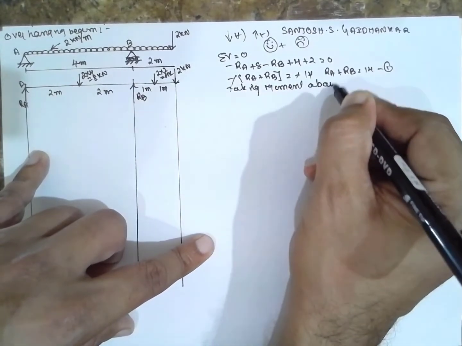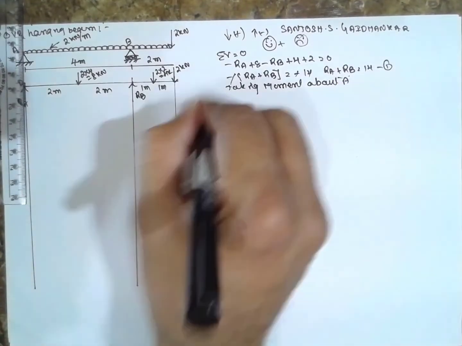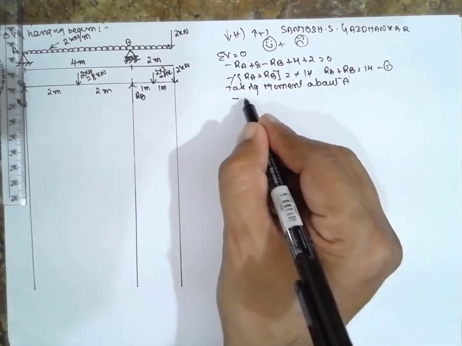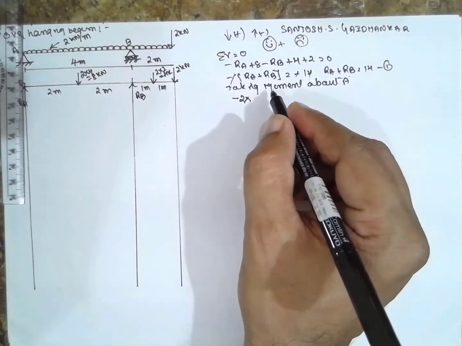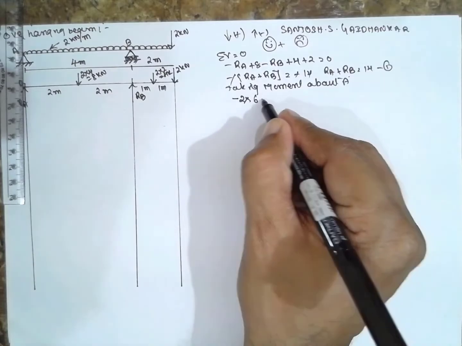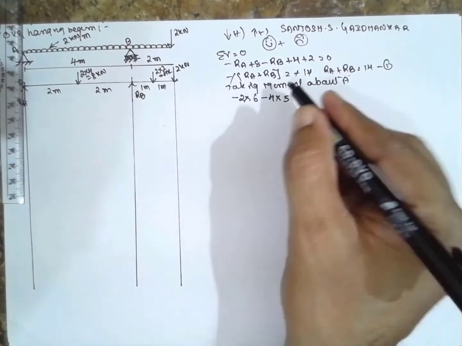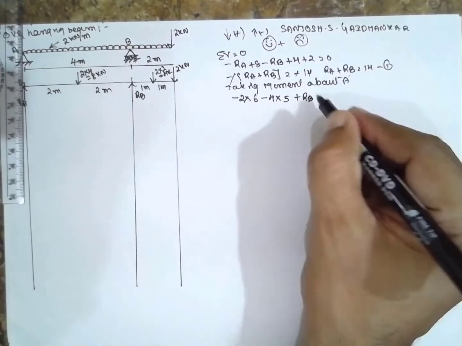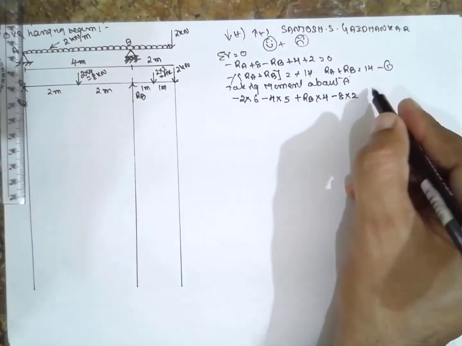Now taking the moment about A. We have to take the moment about A. This end is fixed now. First, clockwise direction, minus 2 into the total distance. Total distance will be 6, minus 2 into 6. Next, minus 4 into 5, plus RB, anti-clockwise, plus RB into 4 minus 8 into 2 is equal to 0.